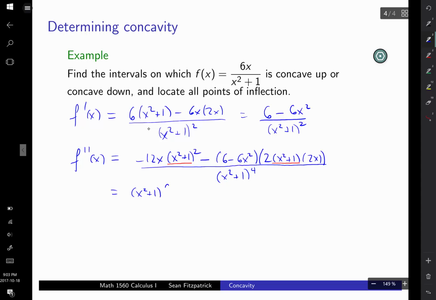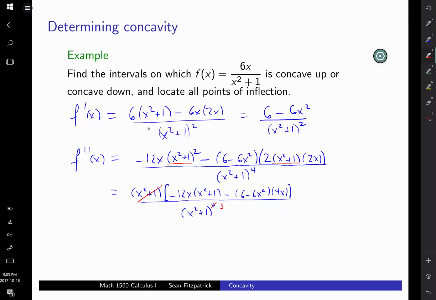x squared plus 1, what am I left with? I've got minus 12x times x squared plus 1 minus 6x squared times 4x, and all over x squared plus 1 to the 4. And now, of course, you can cancel this one with one of those on the bottom, leaving you with 3.